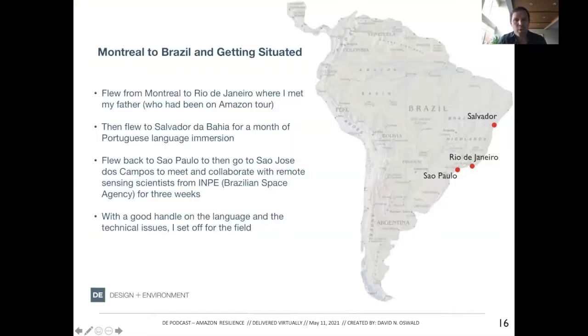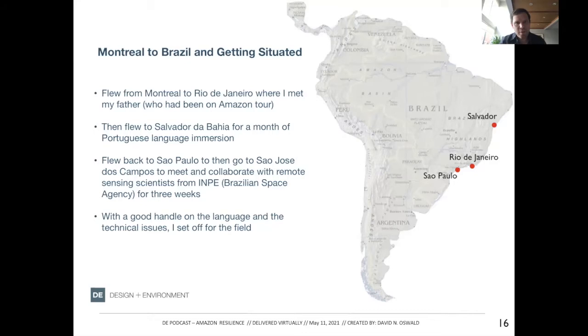from Montreal, where I was based, to Brazil and getting situated. So I flew down to Rio de Janeiro, met my father. Then I went to Salvador da Bahia. I did a month of Portuguese just to get functional. I had spoken Spanish before, so it helped. And it's always useful when you're doing this kind of field work to have some capability in the local language. I'm glad I did that, because although many of the scientists spoke English, not many of the locals did, especially in the Amazon.